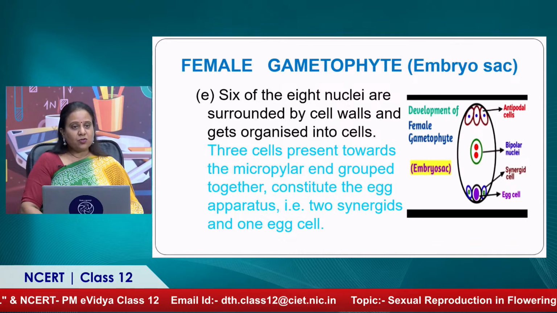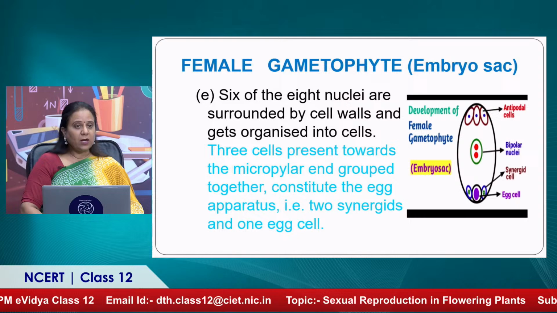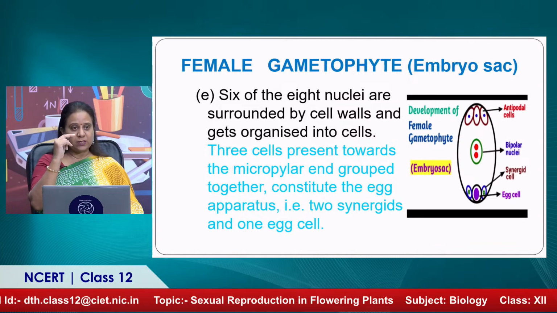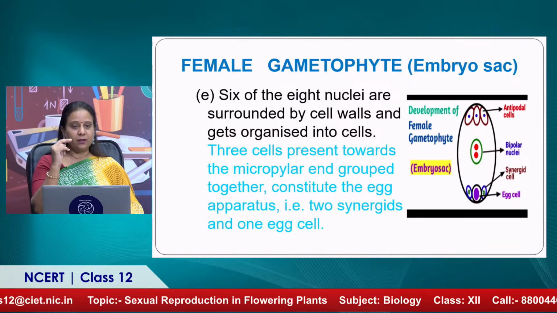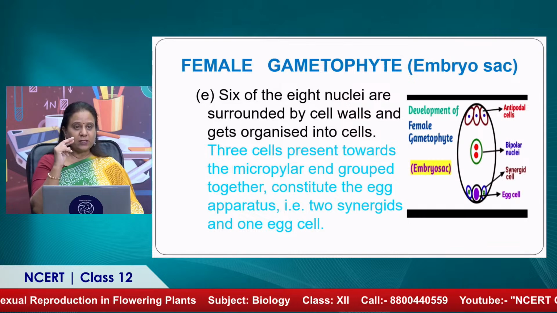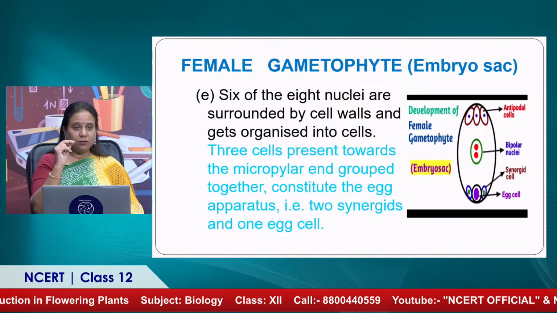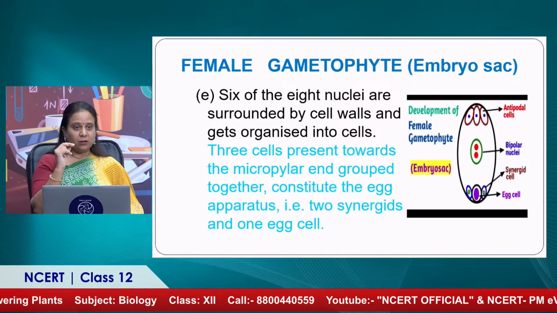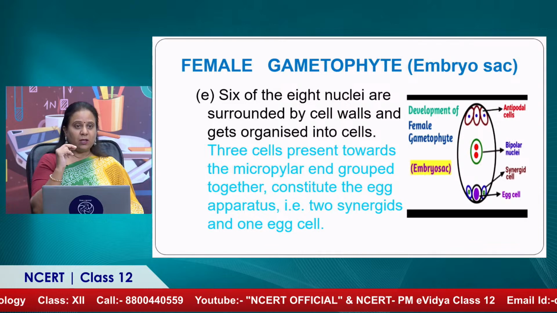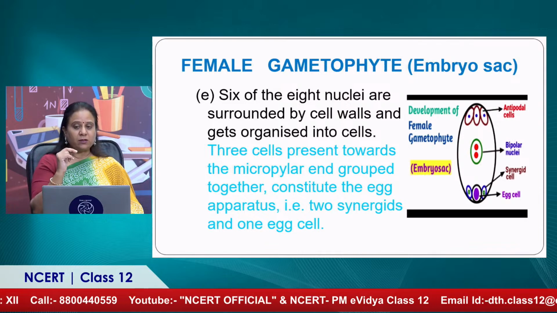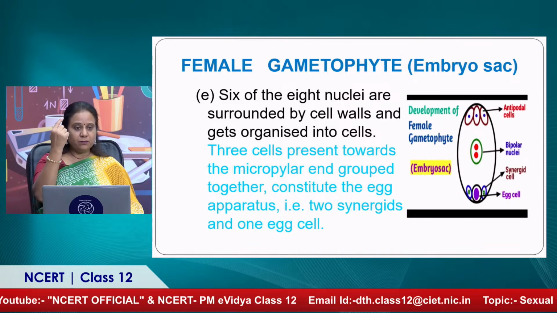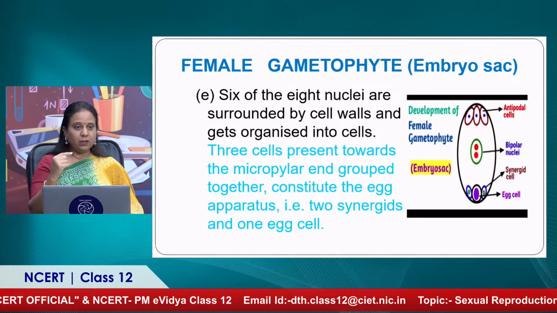So 6 out of 8 are complete; where are the other 2? These 2 nuclei that are left move towards the center part and form the polar nuclei. See the diagram, there it is written polar nuclei. So the 2 nuclei are at the center, they don't fuse, they never fuse with each other. Since the nuclei are not fused, if we count the number of nuclei in the slide, we get the 8 nucleated stage: 3 at the top, 3 at the bottom and 2 in the middle.